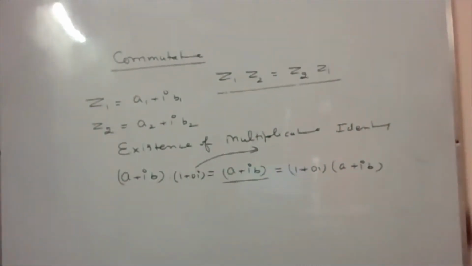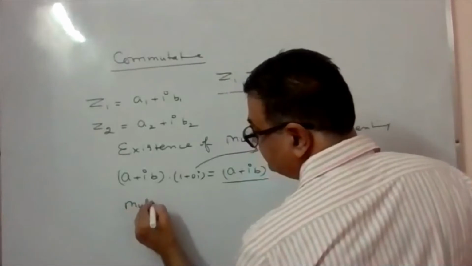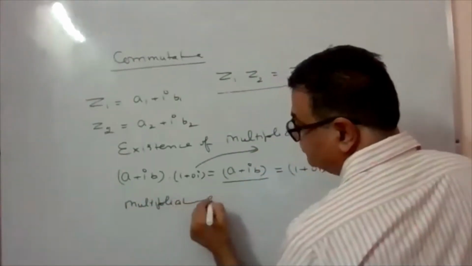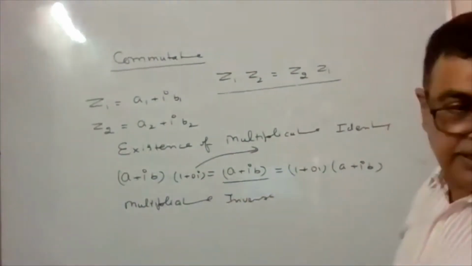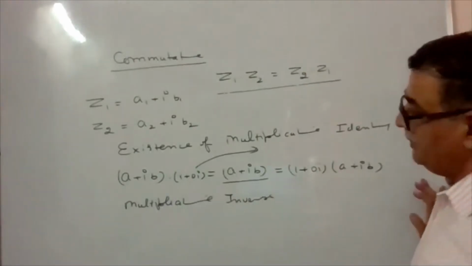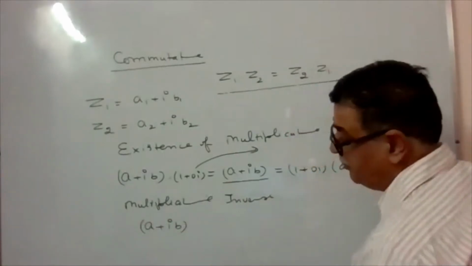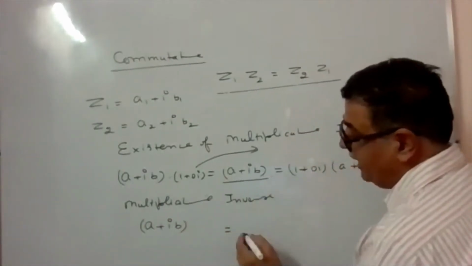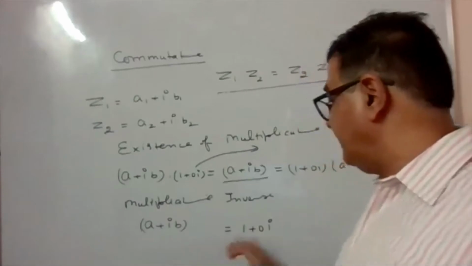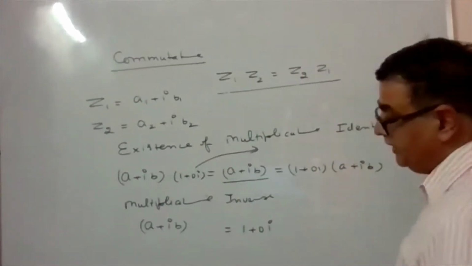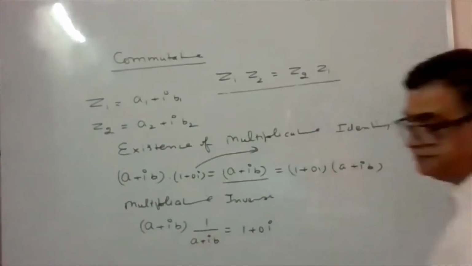Now coming to existence of multiplicative inverse. If you want the multiplicative inverse to be calculated, my question is, if a plus iota b is one complex number, what should I multiply so that I get the identity? Identity is 1 plus 0 iota. So what should be the multiplicative inverse here? If you want 1, that means it should be 1 by a plus iota b.